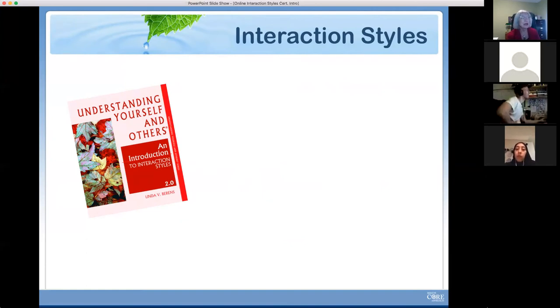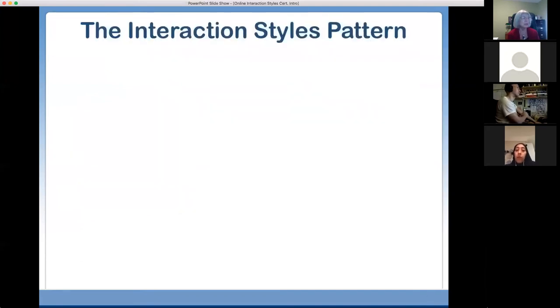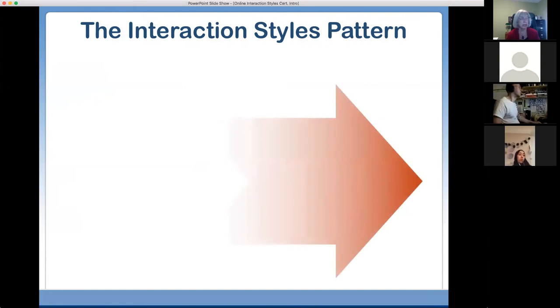All right. So with interaction styles, we have this booklet as a workbook, and so I'm just going to run through this a little bit about the pattern. And in our work, we use graphics to display the pattern. So this is what the pattern looks like. We are trying to divide this idea of energy, and there's a drive behind the energy, and there's a core belief underlying it and an aim.